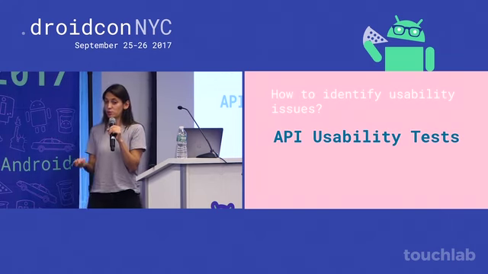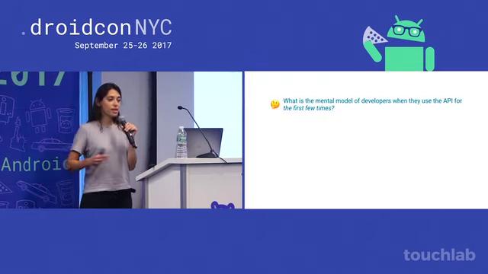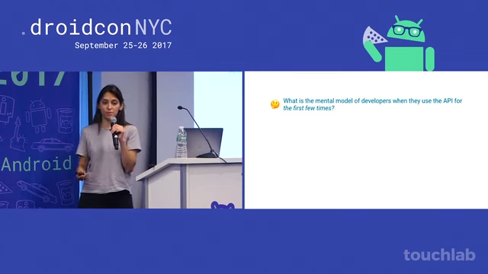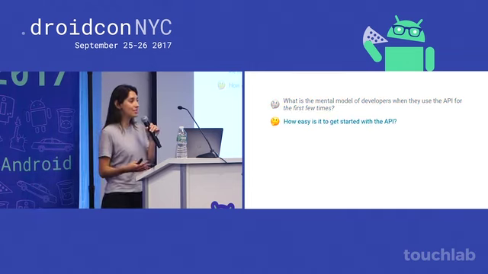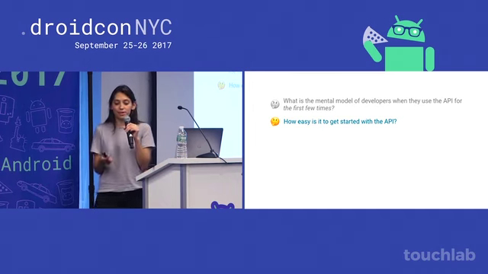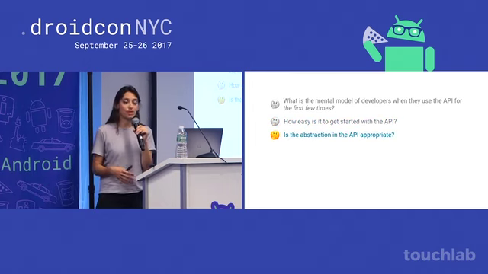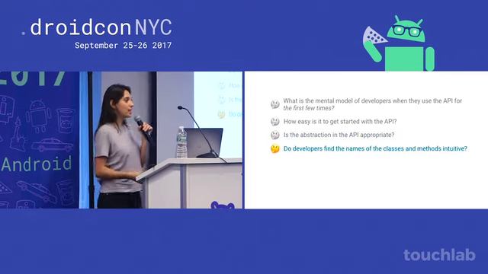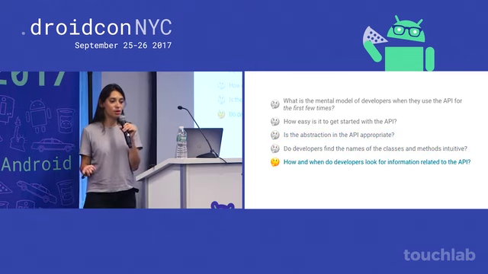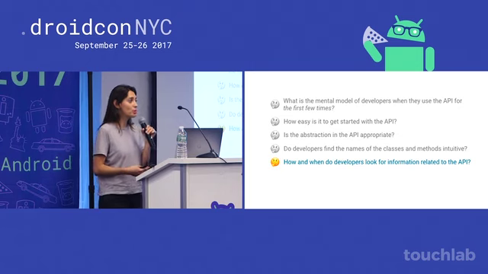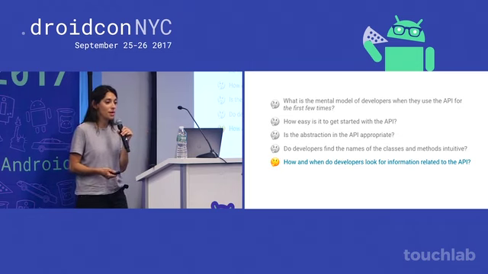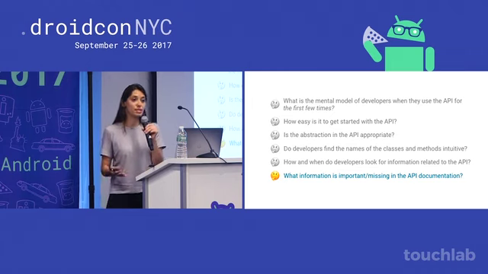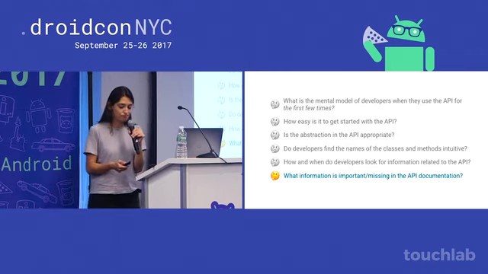This method also answers several questions, like what's the mental model of the developers when they use the API for the first time? How easy is it to get started with the API? Is the abstraction of the API appropriate? Do developers find the names and classes intuitive? How and when do developers look for information related to the API, and what kind of information is important or even missing from the documentation?